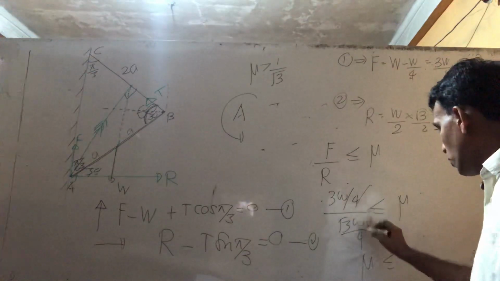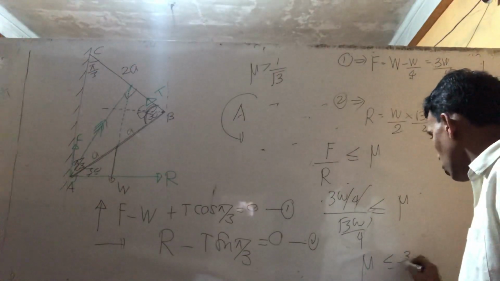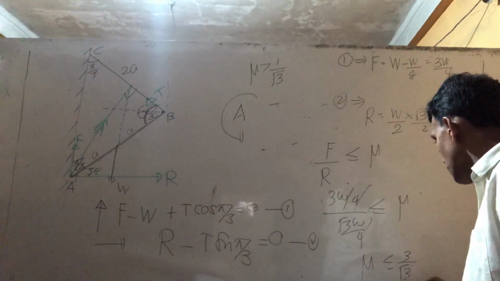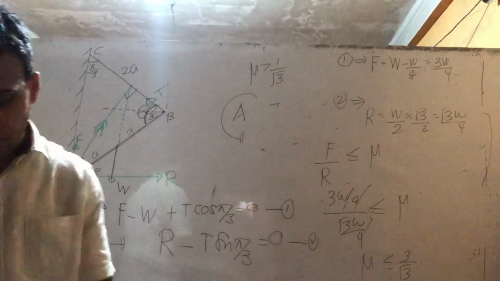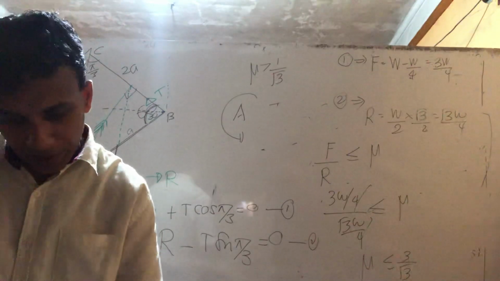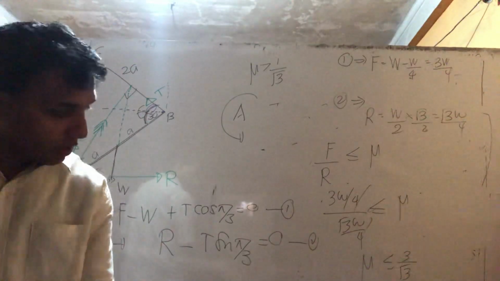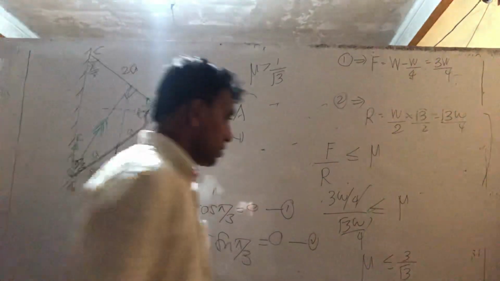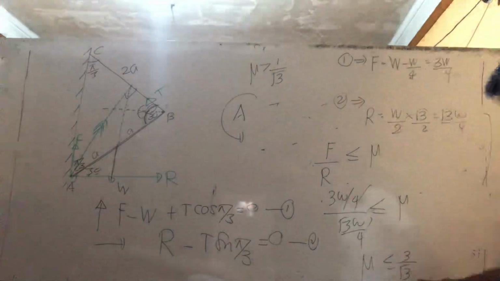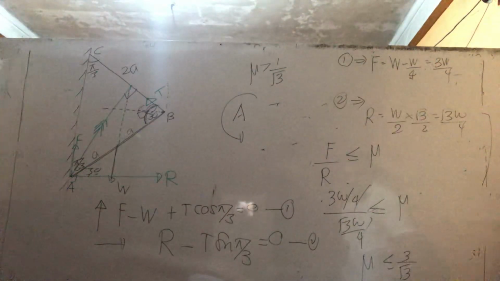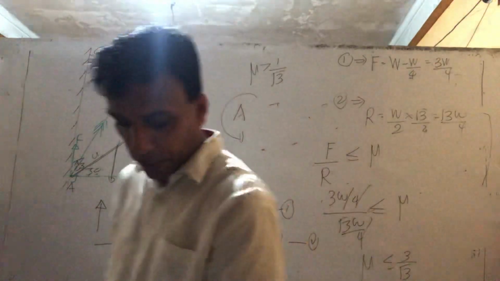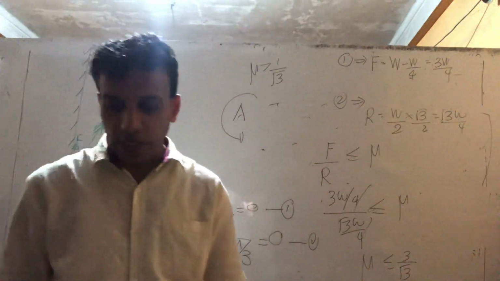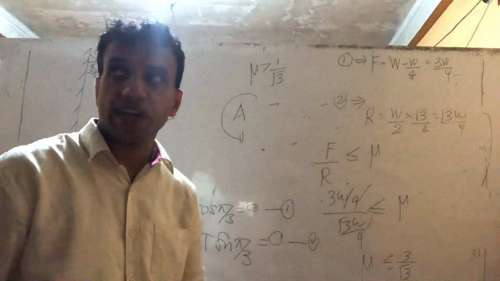That 4 cancels, 3 over root 3, W cancels. The answer provided, exceeding 1 over root 3. Here above root 3, it cancels. So less than root 3. Check, this is the answer, 1 over root 3, less than or equal. This is the answer for this friction problem.